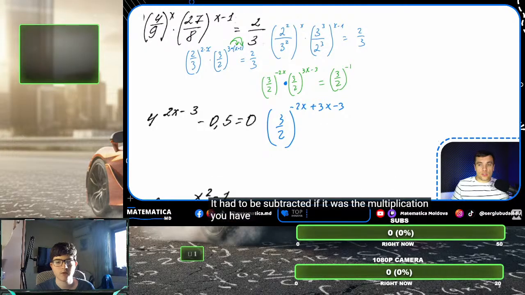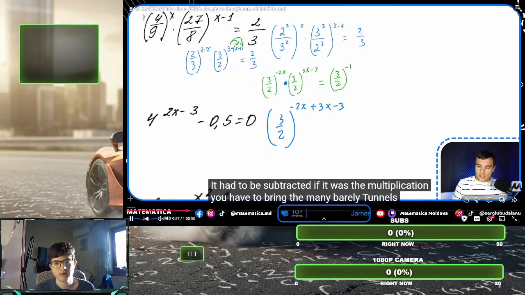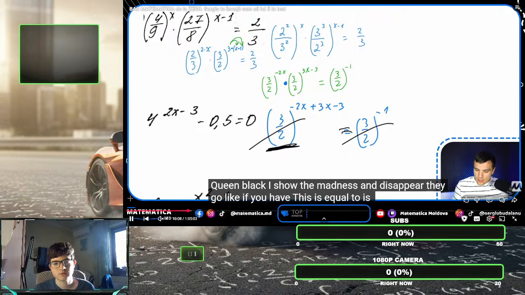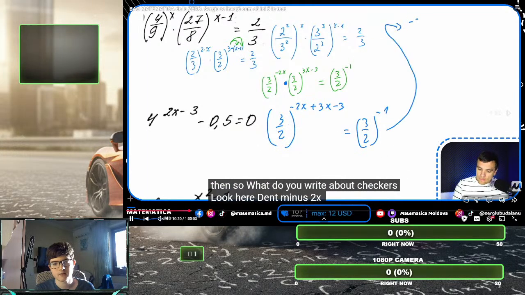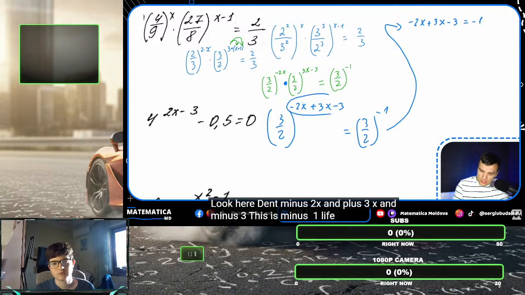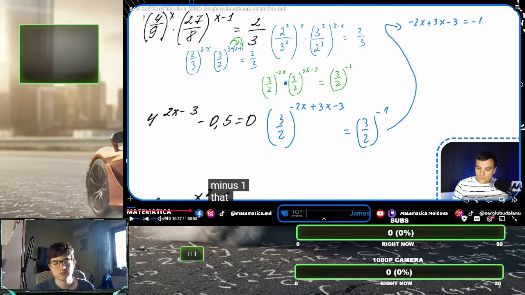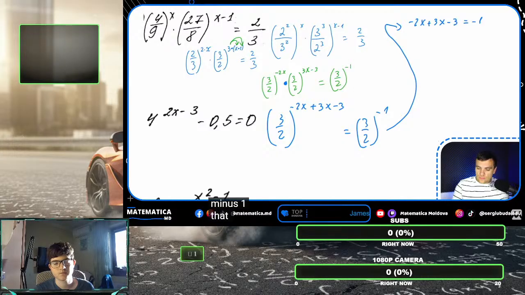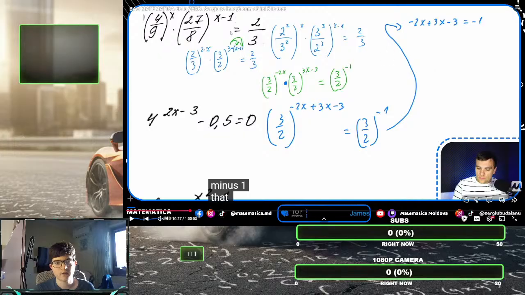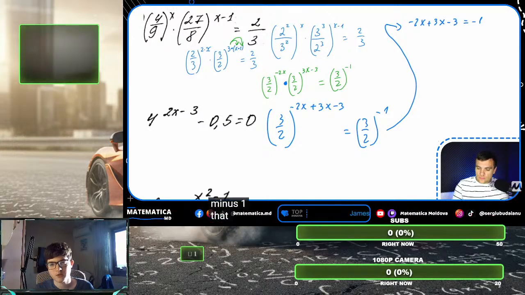If you take a look at the power, it's going to be minus 2x plus 3x. There's going to be x minus 3 power, something like that. But it cancels out. So that's going to be minus 1, because we switch the power. Also, there's a 2 divided by 3. I forgot about that. So boom, plug this in.